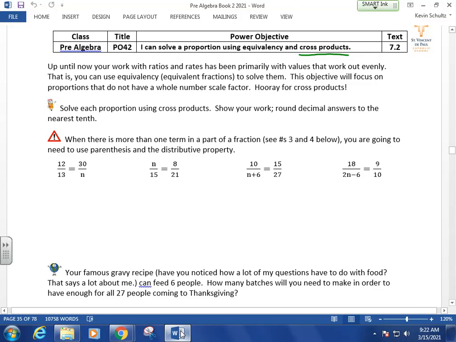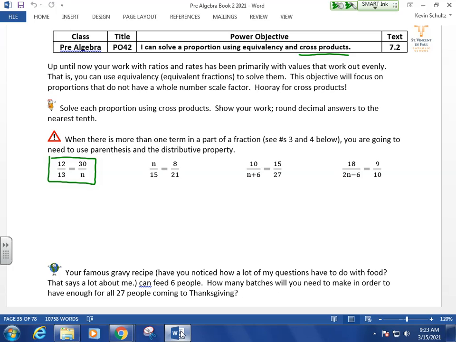Good day, pre-algebra. We are about to start PO42, which is solving a proportion using equivalency and cross products. Cross products is something we talked about in CO41. We used it to determine whether or not two values were proportional. Here, I'm telling you 12/13 is equal to 30 over something. We don't know what that something is. That's our goal today, to solve for that something. One method we can use is cross products.